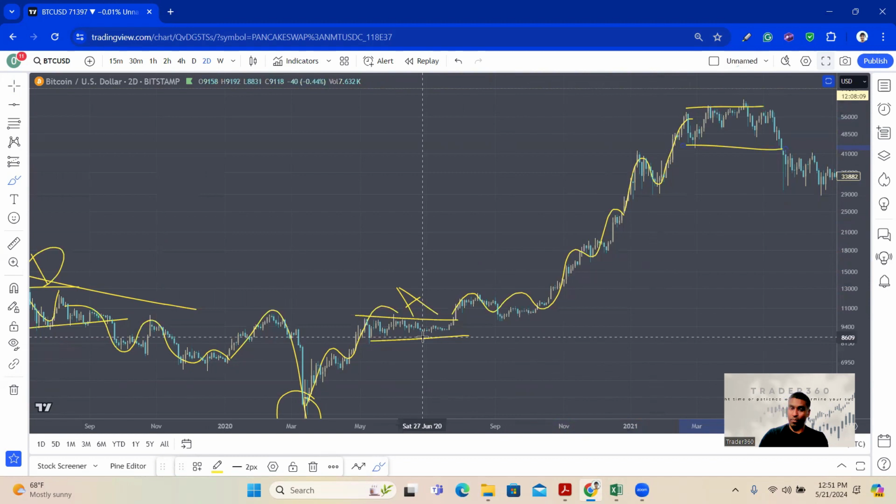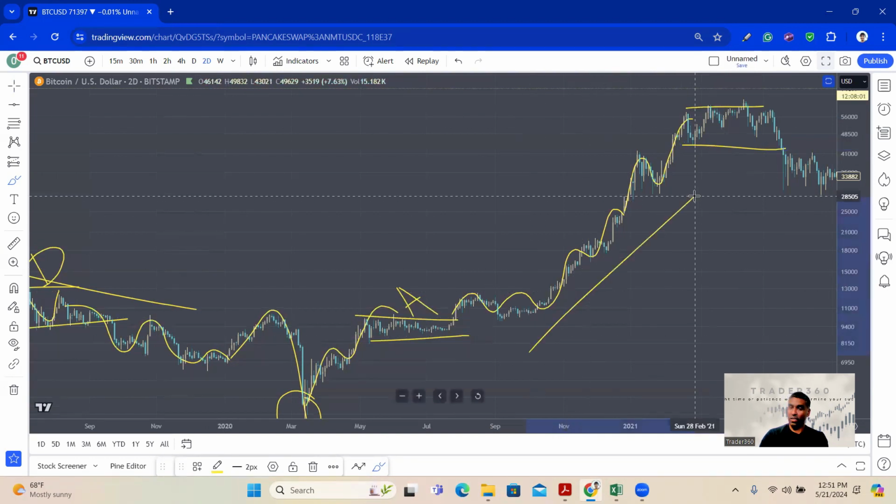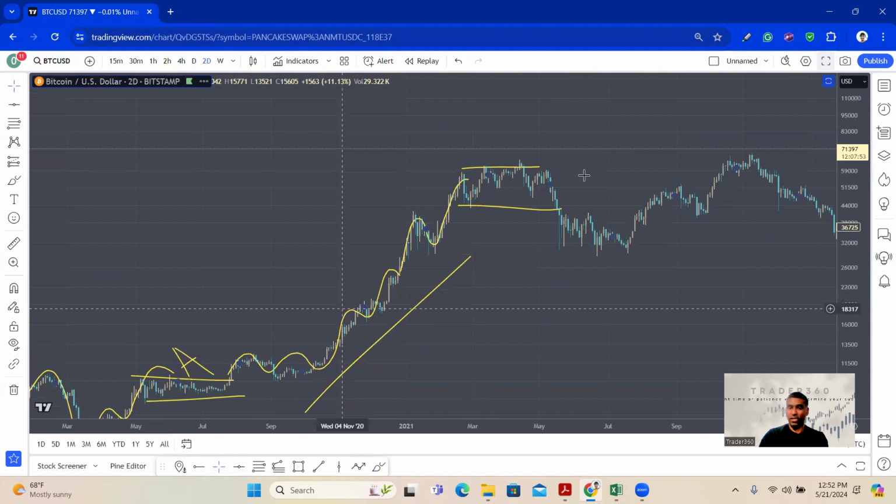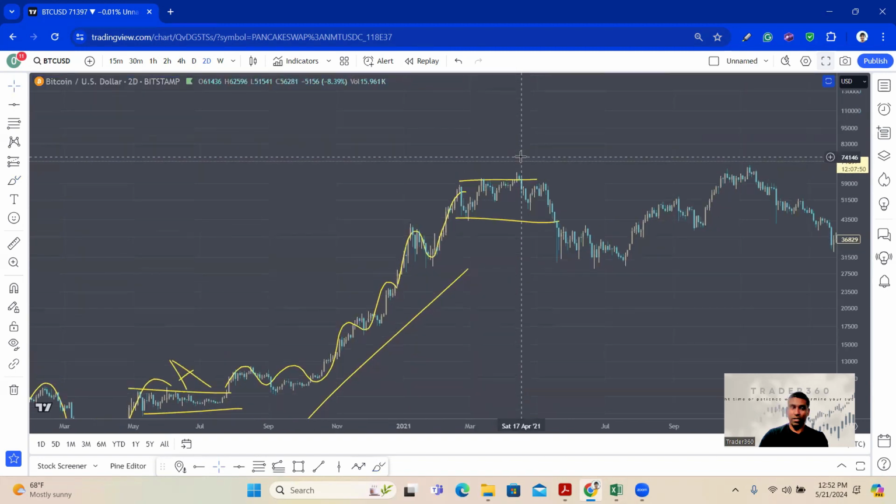So the prices went from 10,000 to 63,000 in this period. So this is an uptrend. Now here we have prices to get down, and this is called distribution.